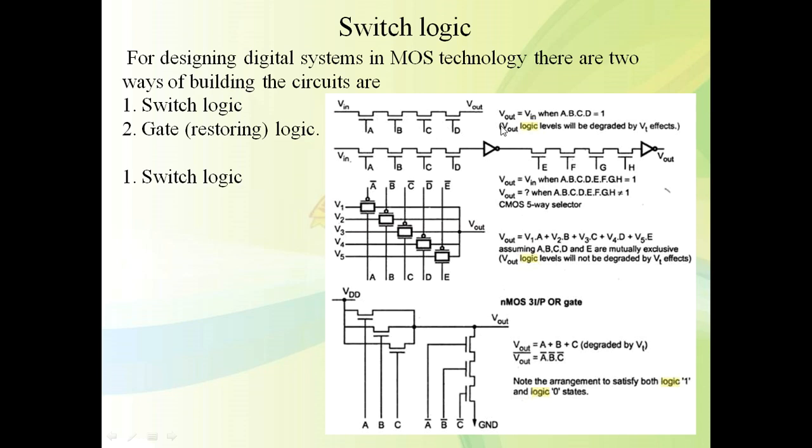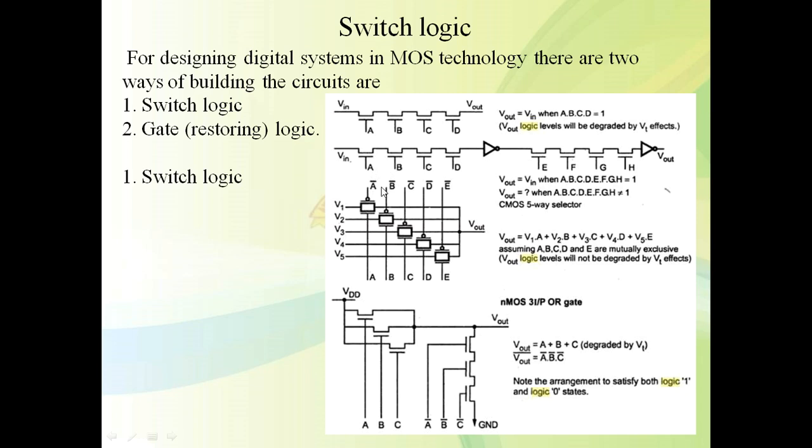But practically it is not possible because of the threshold effect, that is Vt. So V out level will be degraded by Vt in each case. We will see how the output voltage will be degraded. So this is another way that we can build an 8-input AND gate. That is, V out is equal to V in when A, B, C, D, E, F, G, H, all 8 inputs, are equal to 1.